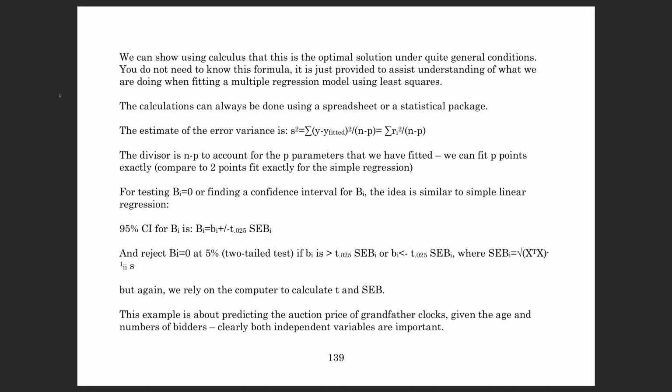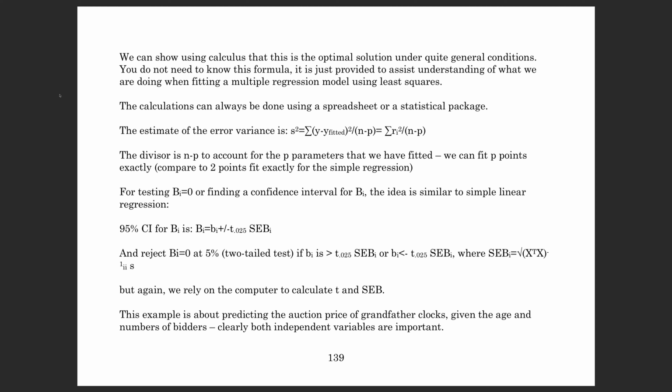So we end up with n minus p, in effect, data points left over that help us to estimate the error variance. And then similarly, when we want to test the slope with respect to, say, xi, which would mean testing bi is equal to 0, or finding a confidence interval for bi, the idea is very similar to simple linear regression, where the 95% confidence interval for capital Bi is just little bi plus or minus the t cutoff value times the standard error of bi. And similarly, we will reject Bi at 5% if Bi is outside that interval.